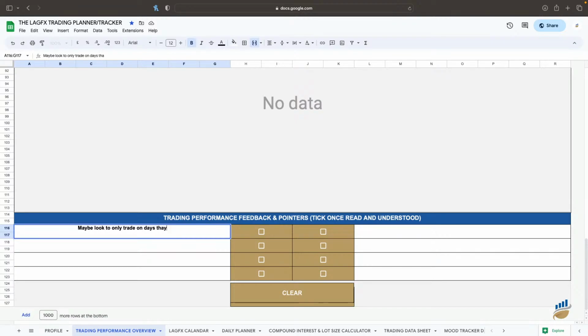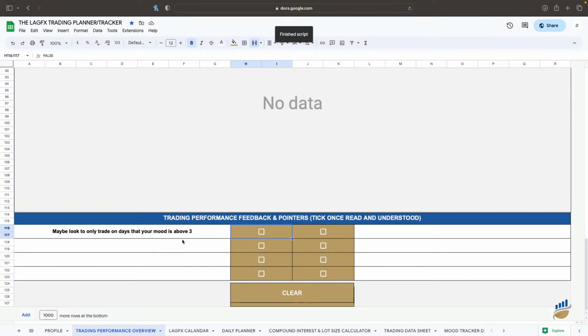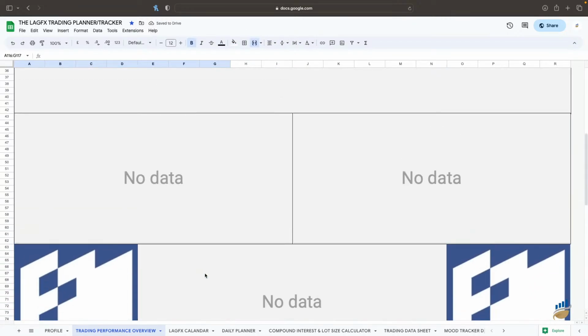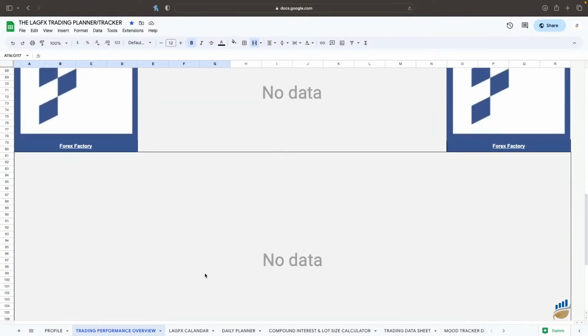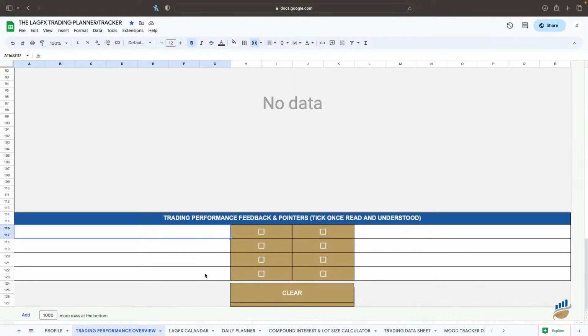on days that your mood is above 3. Once you've read and understood it, you would tick this, okay? And then when I come back to check next time, I know that you've read and understood, and I can clear that off. Then we can say you've read and understand that, we're implementing that and seeing how you get on. Because ultimately, this is not only a way of refining how you trade, but also a tool we can use to help assist you in becoming a competent independent trader.